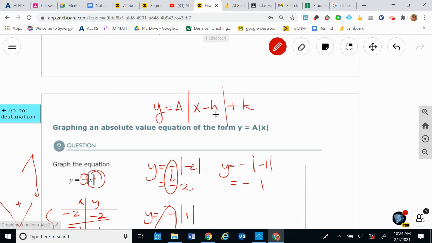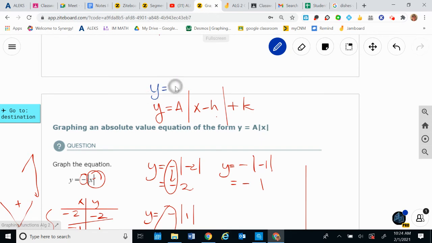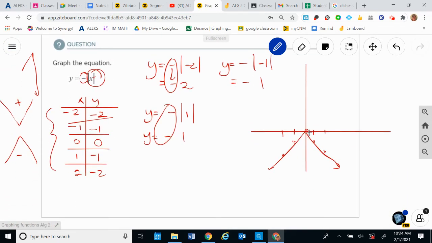So in this case, if we had to put this particular formula, y is equal to the negative absolute value of x, it would be y is equal to -1, right? Because that's what a would be, times the absolute value x minus 0 plus 0. So the vertex is 0, 0. And of course, look, the vertex was 0, 0 when we graphed it. Right there, it's 0, 0.